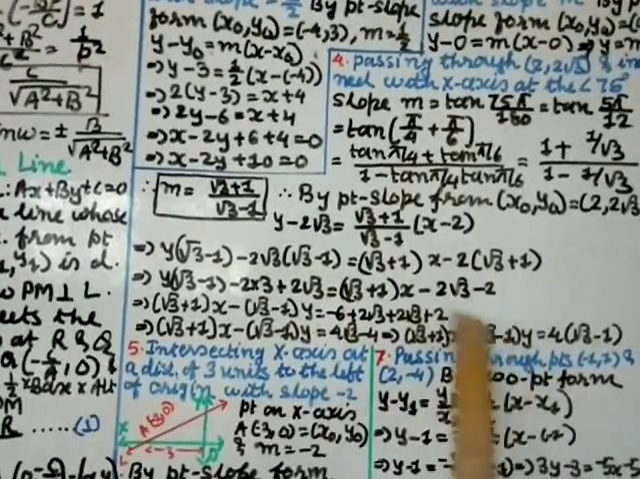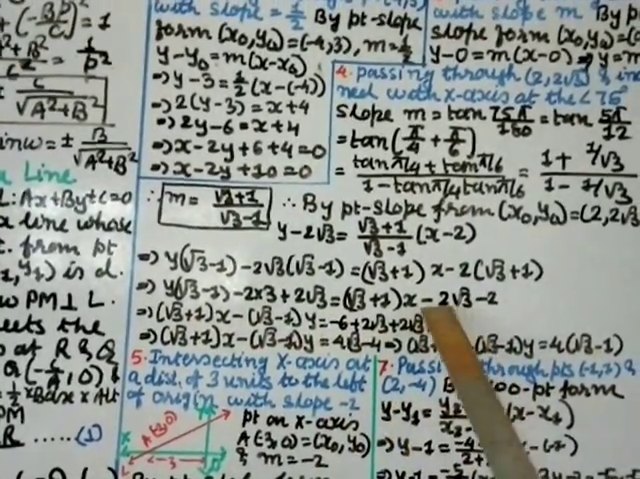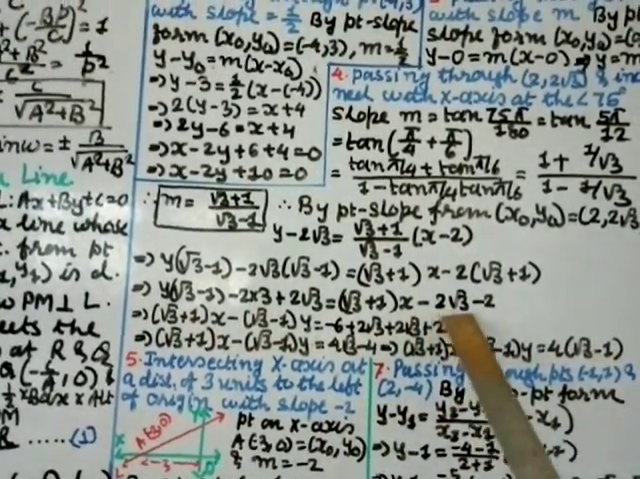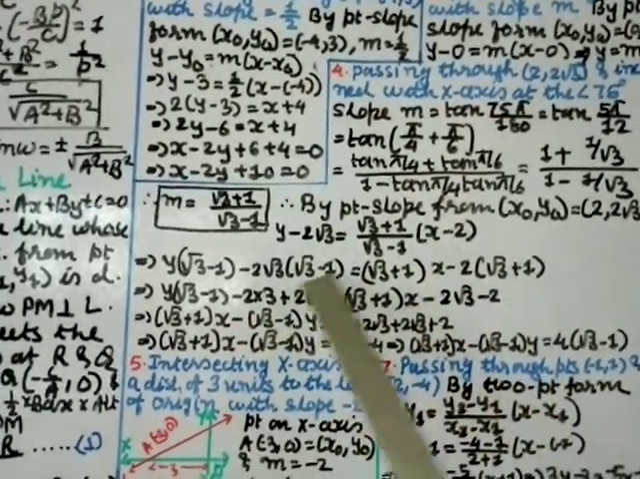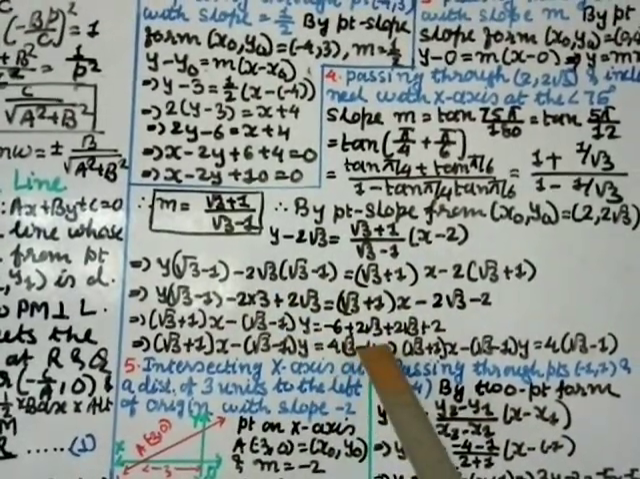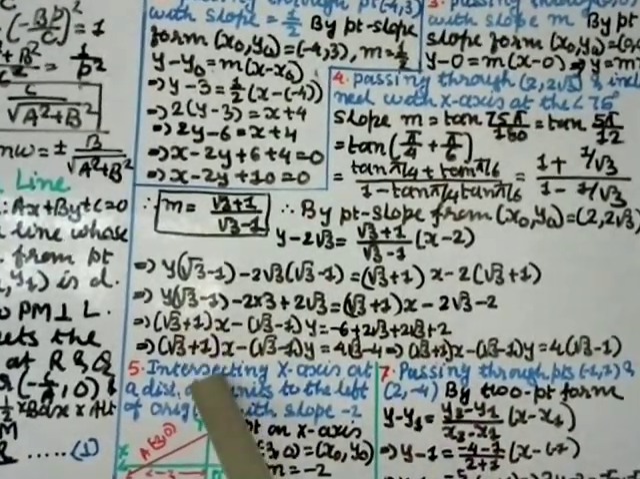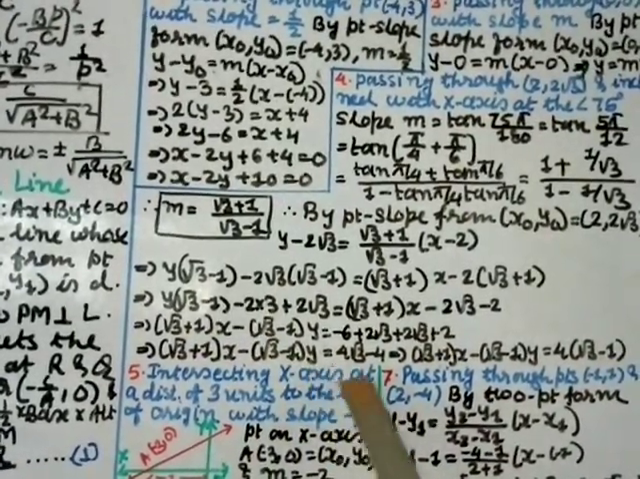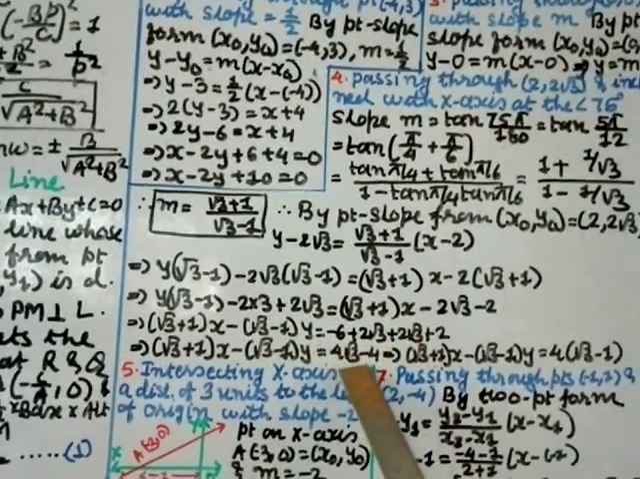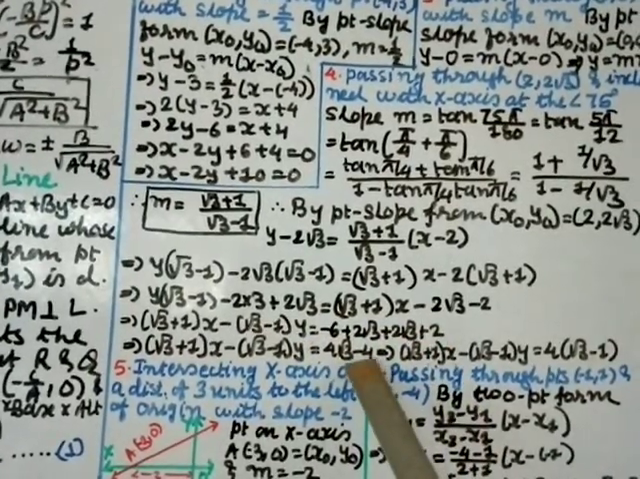I am not bringing here, keeping here only. And then this 2 root 3 which is negative, transfer over here becomes positive, and this is plus 2 root 3 here, and this minus 2 transfer here becomes plus 2. So this is as it is, this as it is, equal to 2 plus 2 is 4 root 3, minus 6 plus 2 gives you minus 4.